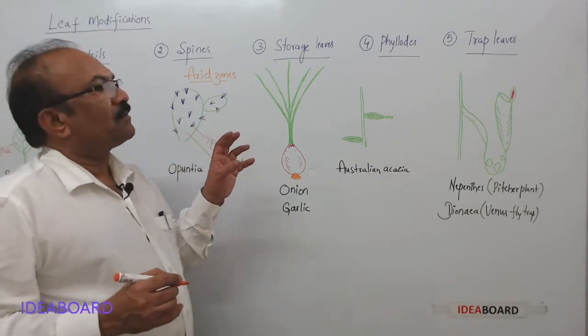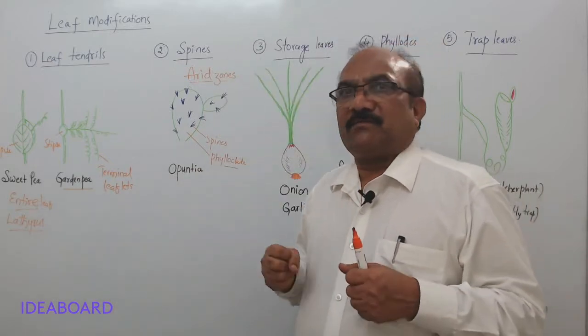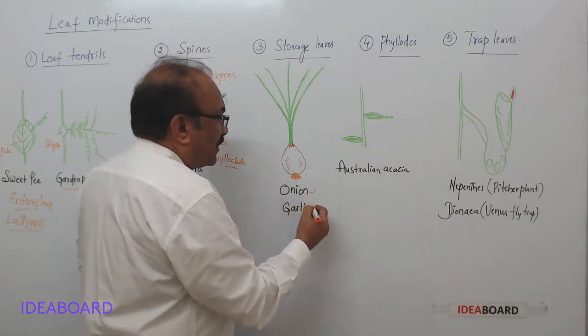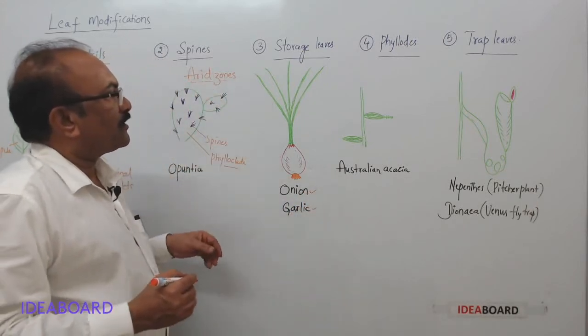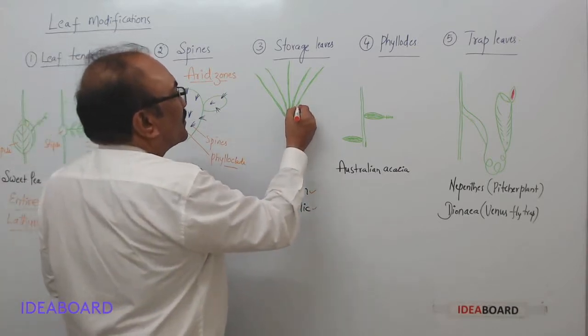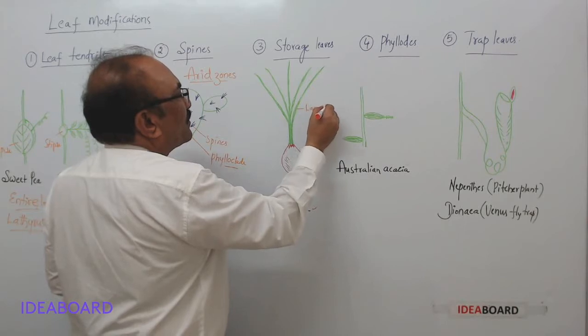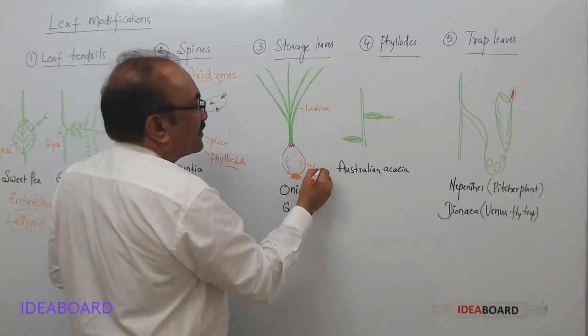And now, in some cases, the food will be stored up in the leaves. And the best example here is the onion and garlic. And here I drew the diagram of the onion. And you know that this is the lamina of the leaf, and this is the leaf bases.